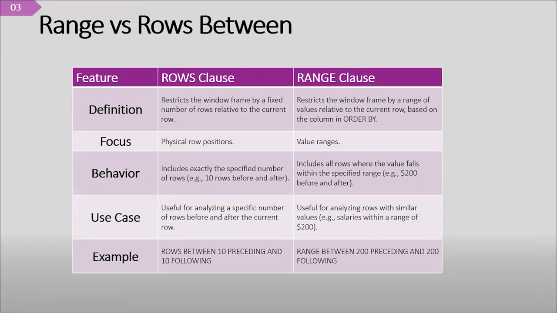And the example: rows between 10 preceding and 10 following. Here's the example: range between 200 preceding and 200 following. Here the 200 is a value, but the 10 is a number of rows.